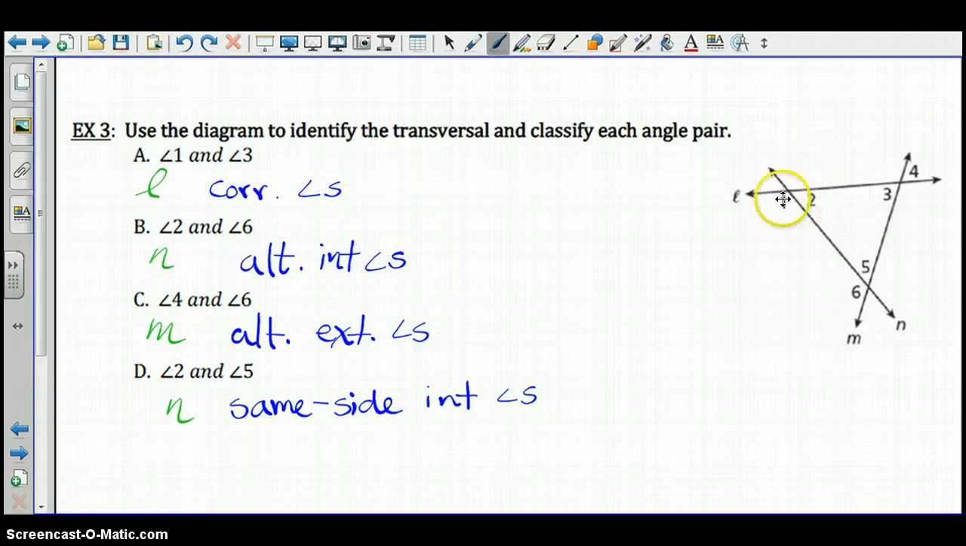Okay, let's quickly take a look at our answers. 1 and 3 are both on the same side of transversal L, and they're both to the left of the other two lines, so they're corresponding angles.